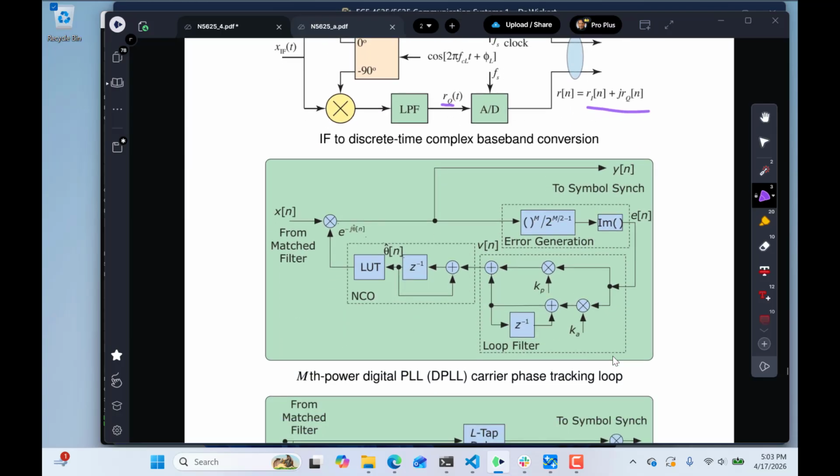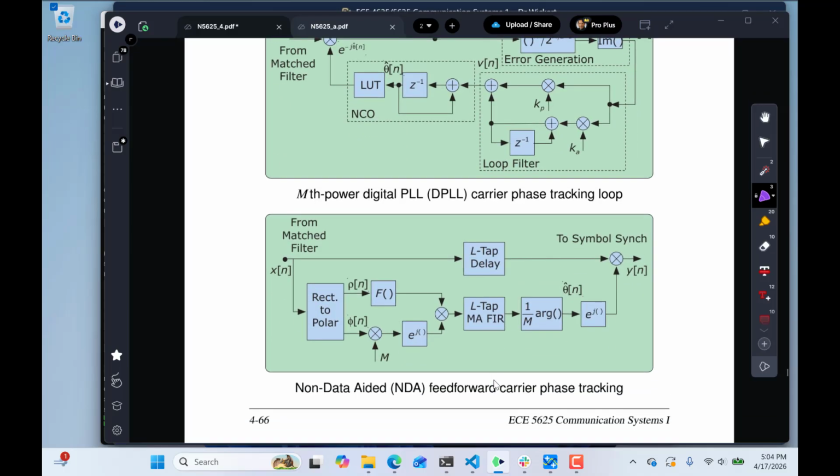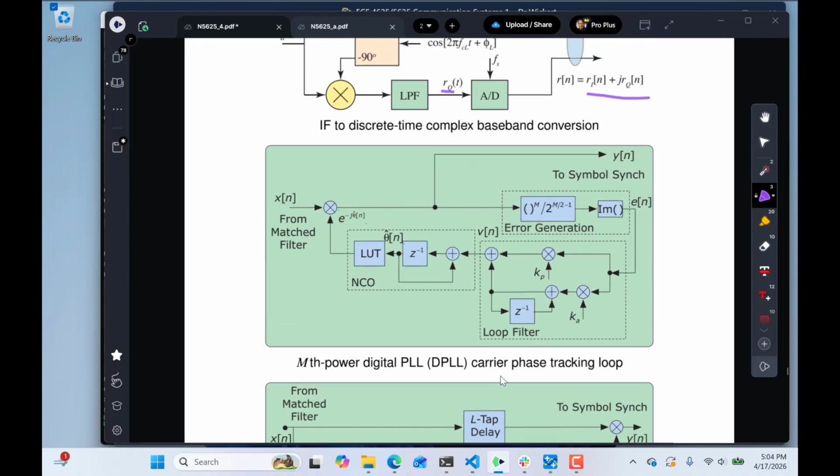Once you have the complex signal, which you have now played with in Project 1 if you've been working on it, or some of you have turned it in, now we can proceed to have carrier tracking for coherent demodulation, and it could be for BPSK or higher order digital modulation. So in this case, this is an example of an nth power digital phase lock loop for carrier phase tracking. The lower block diagram is a feed-forward structure. I'm going to explain briefly how they work.